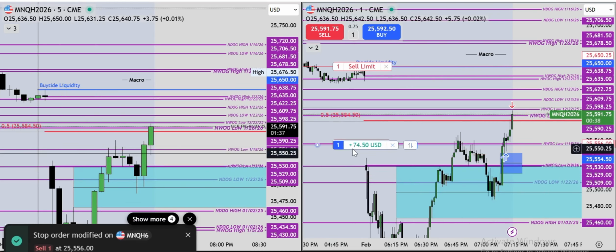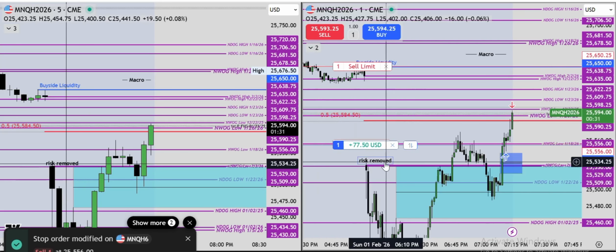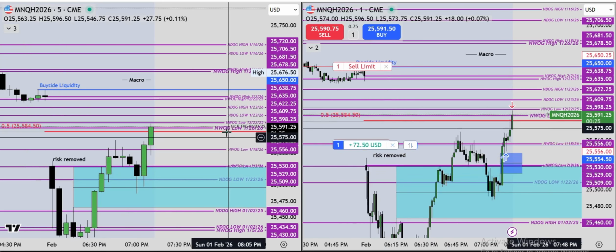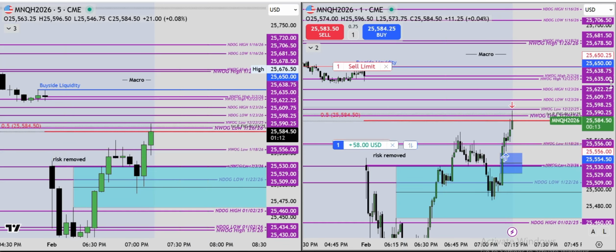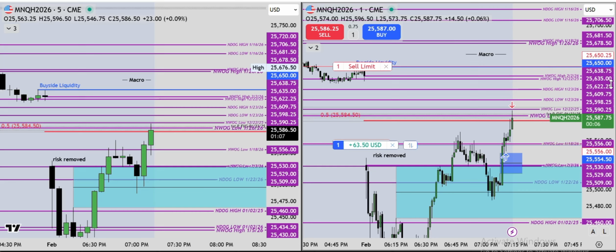All right, first partial taken, risk removed, traders paid. So now I am looking to see if we can reach that buy side liquidity at those relative equal highs.